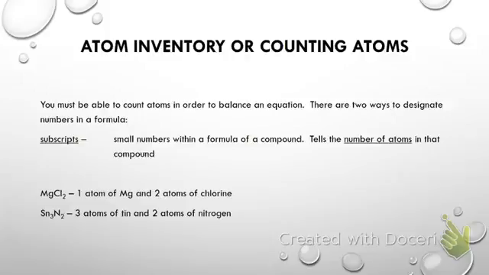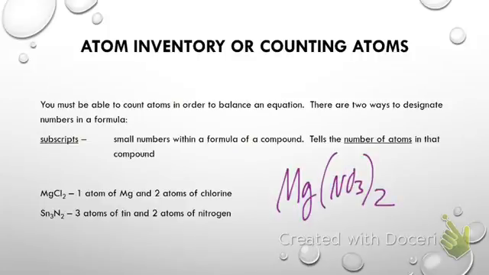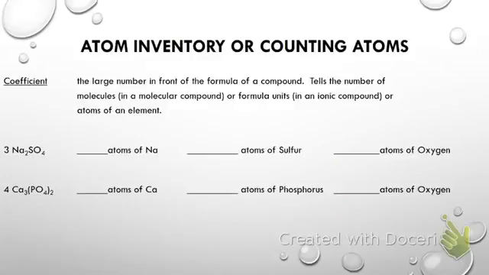Okay, I'm not going to spend much time on that because we've done that. I just want to also reiterate, if you've got a formula like this and you have the subscript outside, hopefully by now you realize that that means that 2 goes for everything inside, so that I would actually have 2 nitrogen and 6 oxygen. Remember, you multiply these two. Okay? So that's a quick review on that.